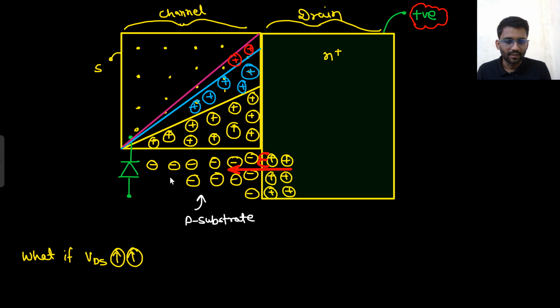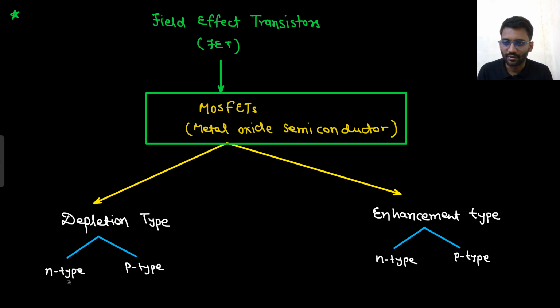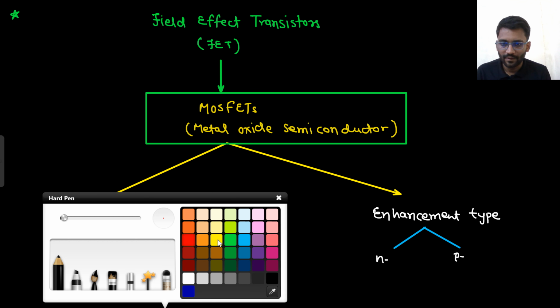Did I write N-type there? When I showed the classification, I guess I wrote N-type. Oh, look, this should be N-channel. It shouldn't be N-type. N-channel.